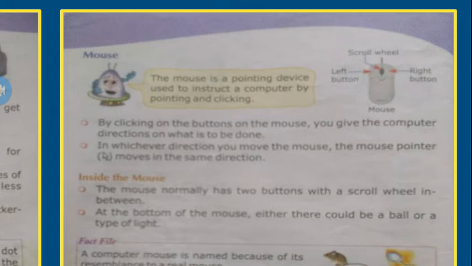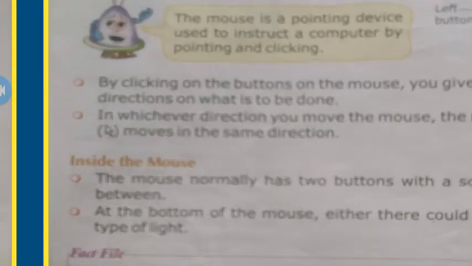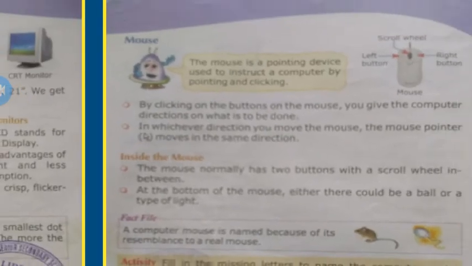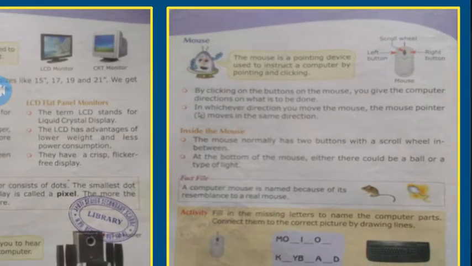In whichever direction you move the mouse, the pointer moves in the same direction. Students, what is mouse pointer? You can see one arrow in the second point, that is called mouse pointer. The mouse normally has two buttons with a scroll wheel in between. At the bottom of the mouse, either there could be a ball or a type of light. Earlier in the mouse there was a ball, but nowadays there is light.